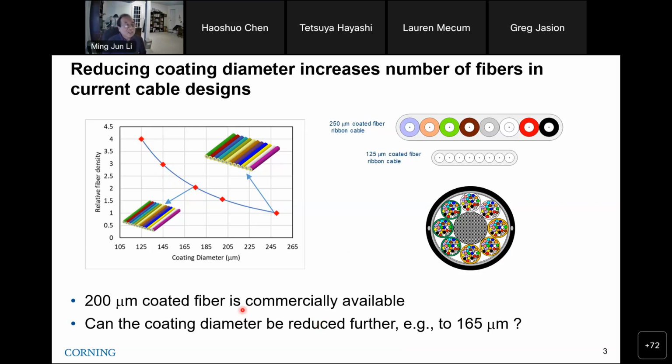Currently, 200 micron fibers, and people have also launched a 190 micron diameter fiber, are now commercially available. Now the question is, can we reduce the coating diameter further, for example to 165 or below? This is the focus of our paper in this work.